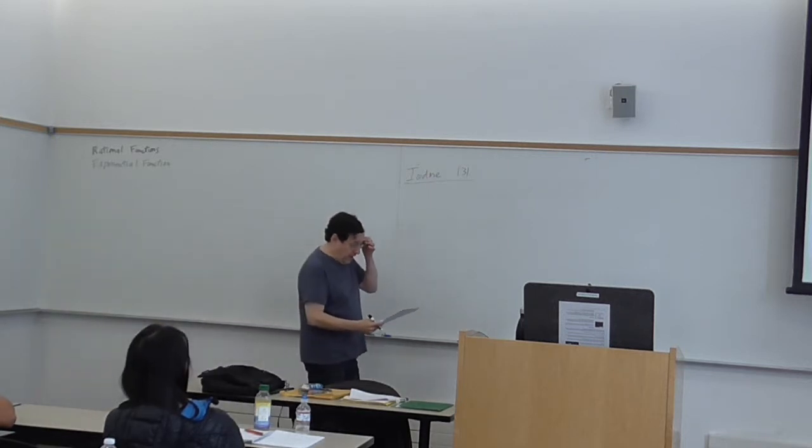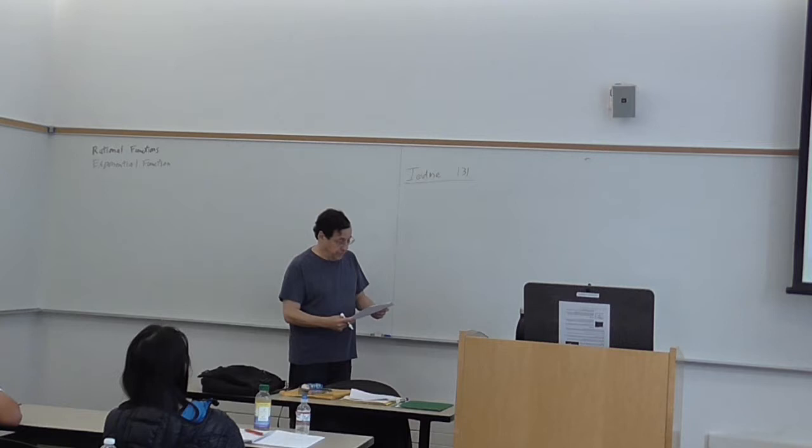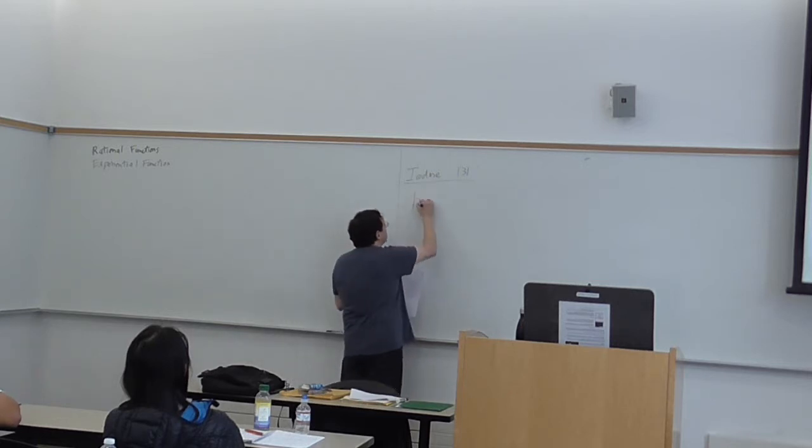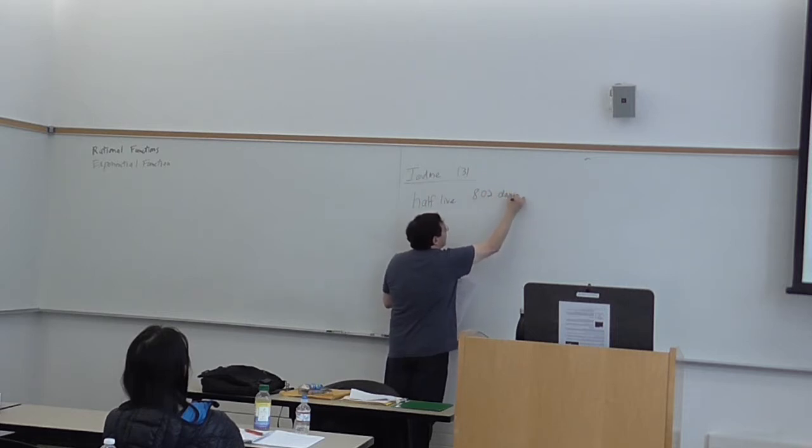So radioactivity has a nice real-world problem to deal with exponential functions. And so I looked up on the web, and I found out that the half-life of iodine 131 is 8.02 days.